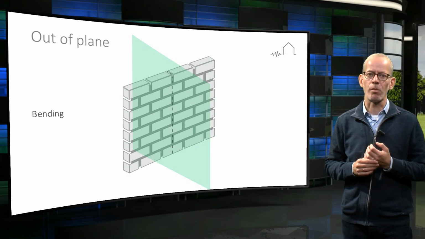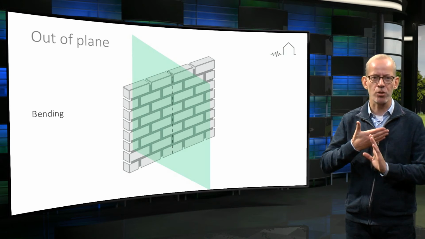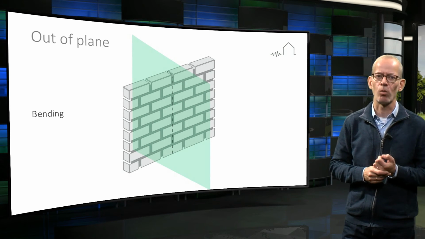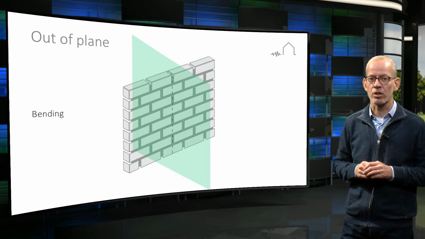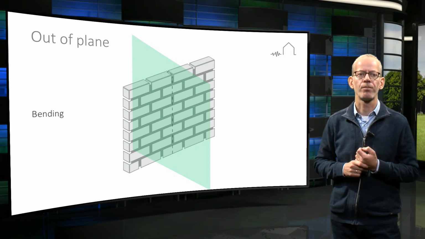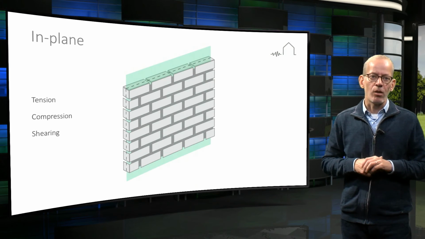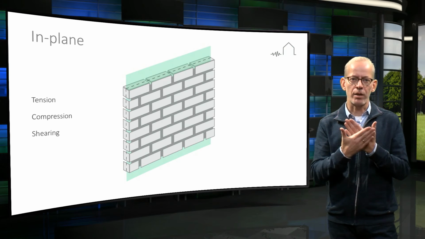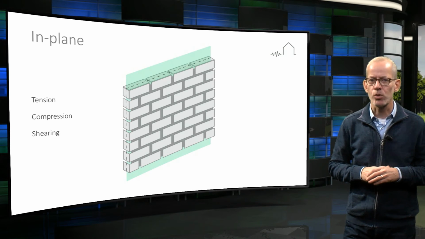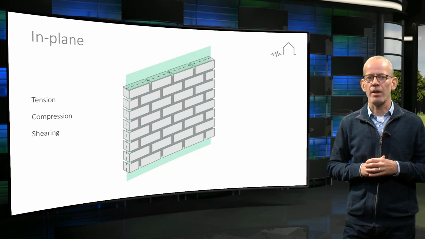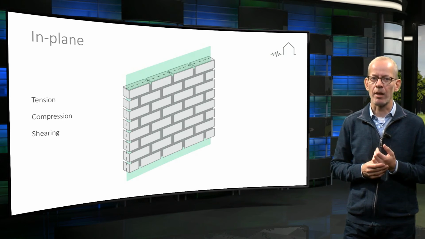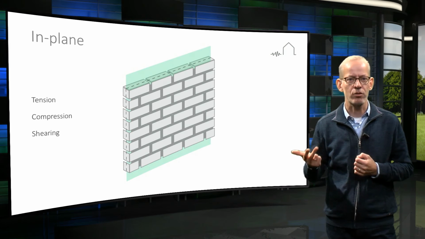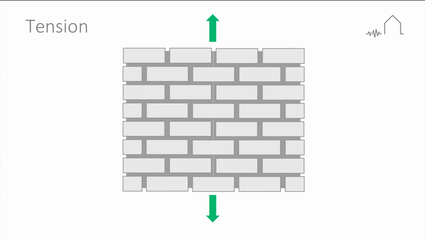During out-of-plane deformation, the wall is loaded in a direction perpendicular to the plane in which the wall lays, as indicated here with the green cross-section. Secondly, we have in-plane deformation. The wall is now loaded in parallel to its own plane, as shown with the green section. Three types of in-plane deformation are distinguished, namely tension, shearing and compression. Let's look at all types of forces and how these forces are related to material properties of the masonry.